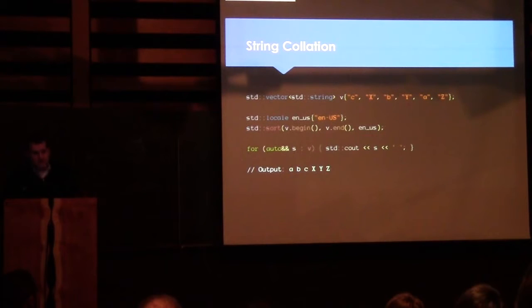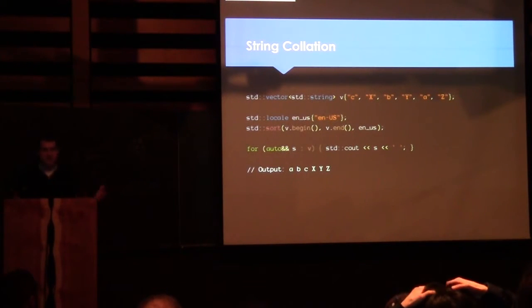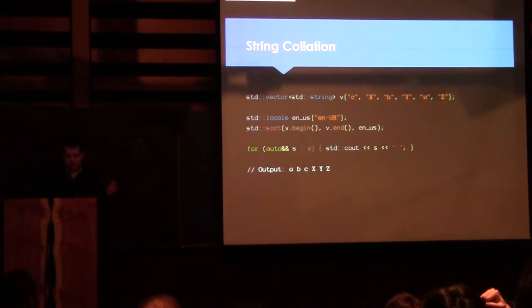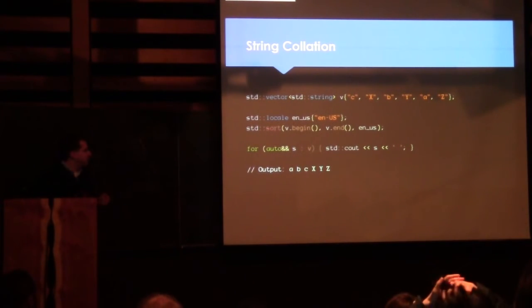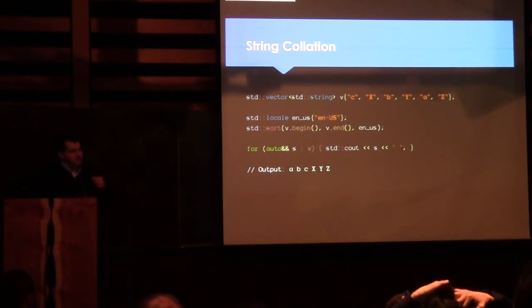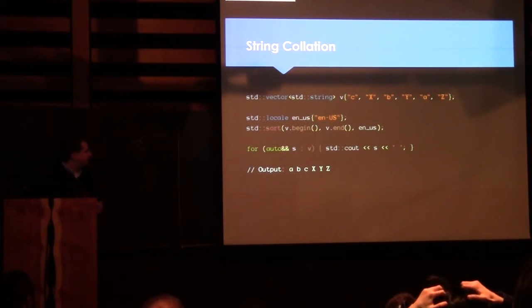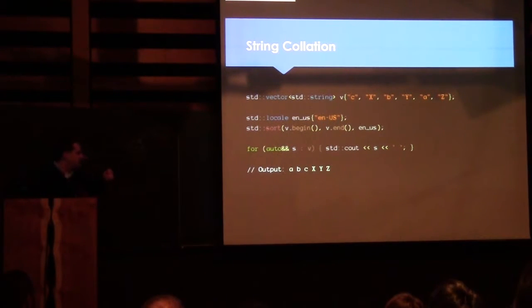So what we actually need to do in order to get an alphabetization is use some locale, because alphabetization and collation is fundamentally locale sensitive. It's particular to each language. So for example, here, if we create the English locale for the United States and sort these, then we'll get them in the expected alphabetical order.